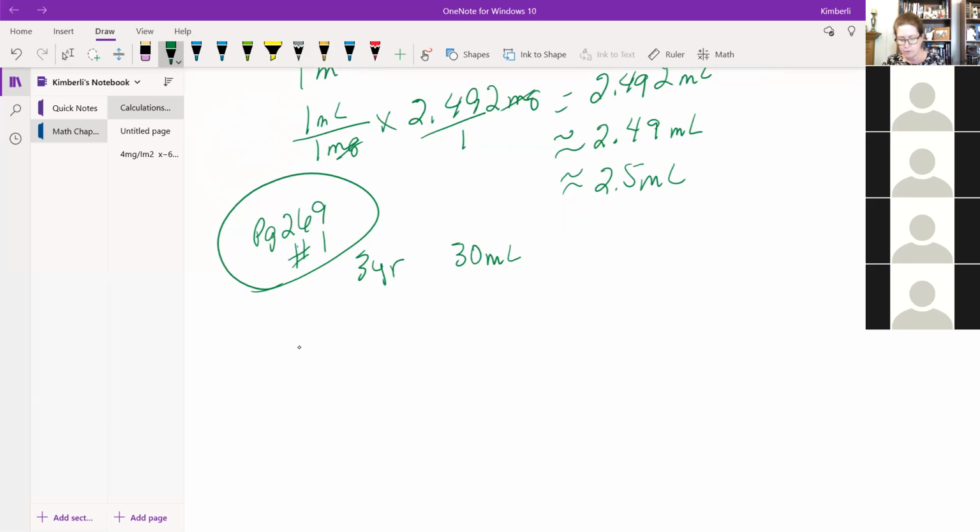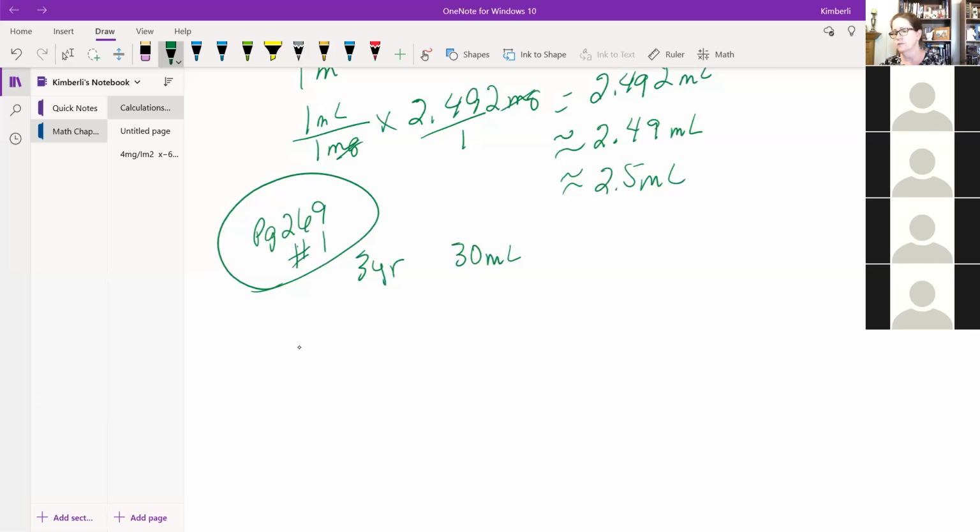Okay, so how would we figure this one out? Which rule would we use? I think Young's rule. Why are you thinking Young's rule? It's saying child dose, and then you're dividing child's age in years by child's age in years plus 12 times adult dose. Okay, now do we have to have milligrams on the adult dose? No, we don't have to. It says the usual adult dose is 30 milliliters.